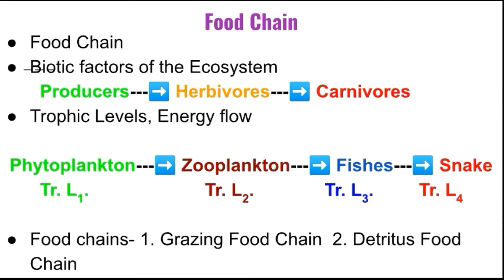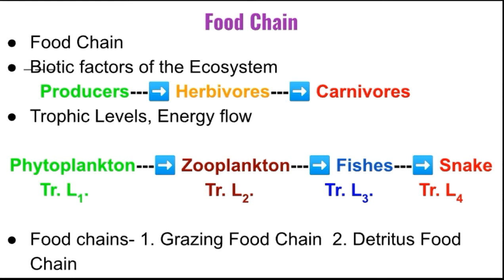For example, the food chain in a pond ecosystem. This is an example of a pond ecosystem: phytoplankton, zooplankton, fishes, and snake. That is one particular example of a pond ecosystem.